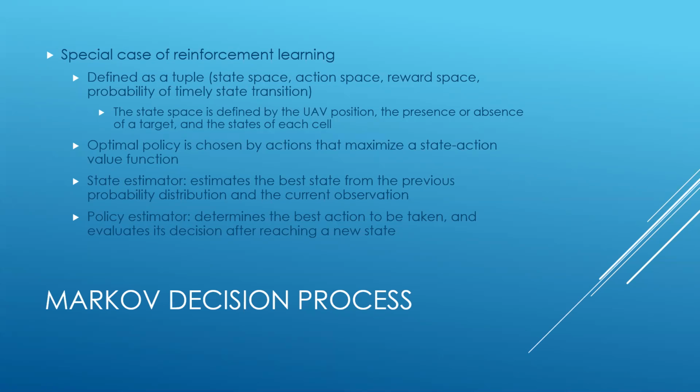The state estimator estimates the best state to transition to based on the net previous probability distribution and the current observations of the drone. The policy estimator determines the best action to be taken. After reaching a new state, it reevaluates its decision to see if a different policy with different weights for its scoring criterion would have been more optimal.